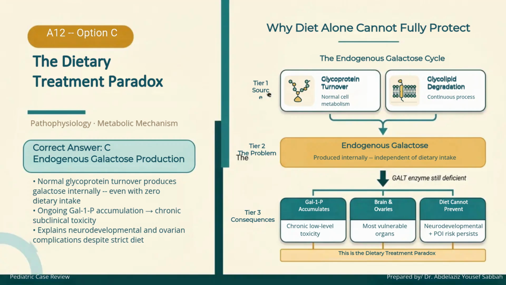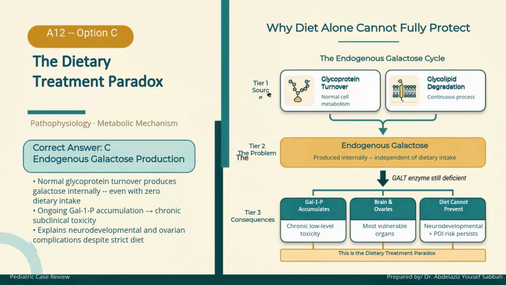The correct answer is option C, endogenous galactose production from normal cellular metabolism. This is known as the dietary treatment paradox. Minimal turnover of glycoproteins and glycolipids continuously produces galactose inside the body, completely independent of dietary intake. So even with zero galactose in the diet, the body keeps making its own.